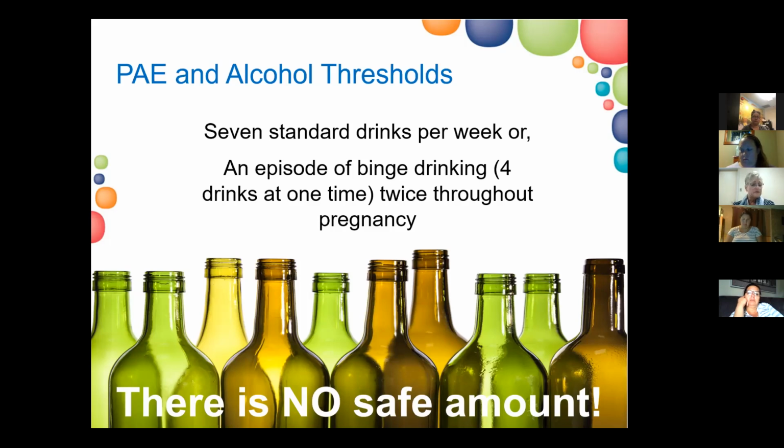So a binge episode, by our definition, is 4 drinks in 1 sitting. And if that happened 2 times in an entire 9 months, and the child is experiencing difficulties, that would be sufficient for us to say we would assess this child. So this is a threshold of exposure that we're looking at. And as you can see, it's very low.